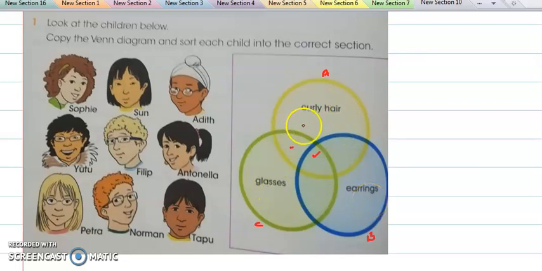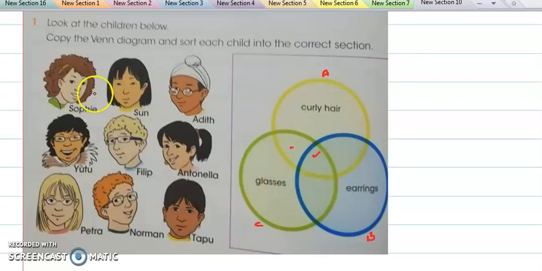Some of them may have all these three qualities. Some, for example, may have curly hair only, one may wear only glasses, one may wear only earrings. Maybe a person with curly hair wearing glasses as well, then we will put them here. So accordingly we will sort them out. So let's first sort them in the categories of curly hair, glasses and earrings.